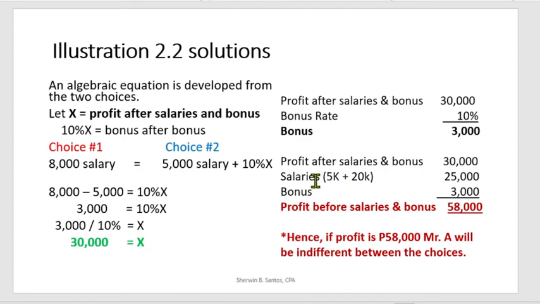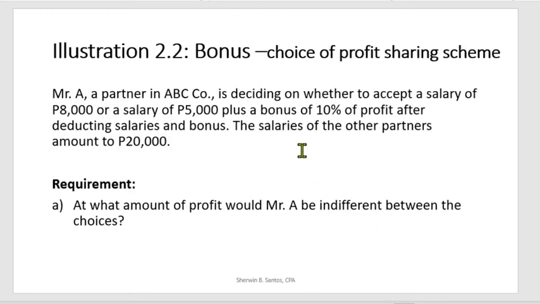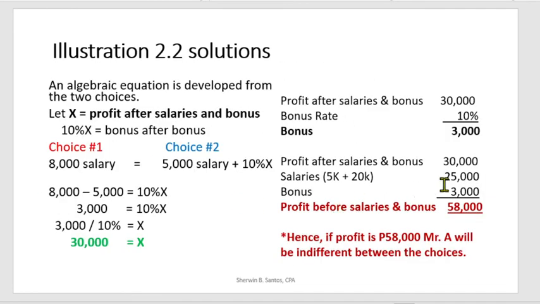Ang salaries na choices ay 5,000 plus 20K. Saan ang galing yung 20K? The salaries of the other partners. So, ito yun. So, kumbaga, wino-work back mo ito para ma-identify mo kung ano ang profit before salaries and bonus na magiging indifferent si Mr. A. So, plus 3,000 na bonus na na-compute natin sa taas. So, 30 plus 25 is 55 plus 3 is 58,000. This is your profit before salaries and bonus.